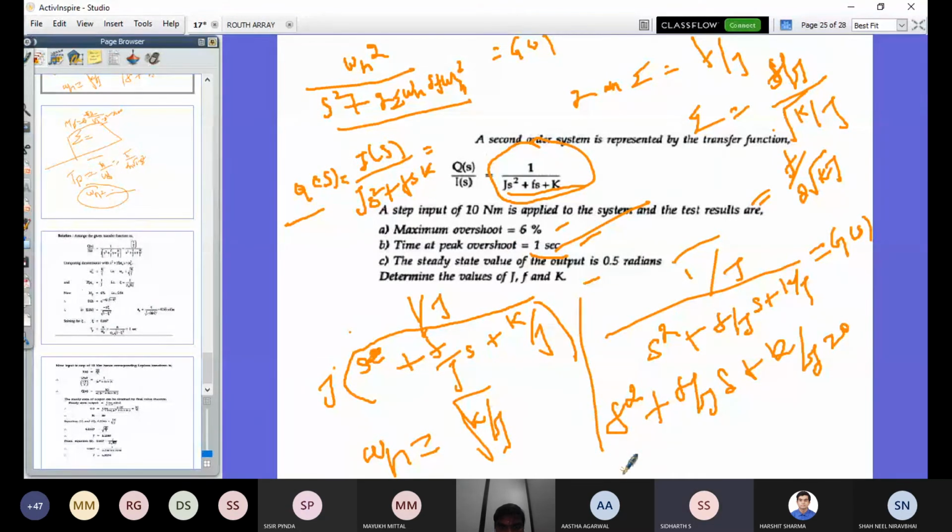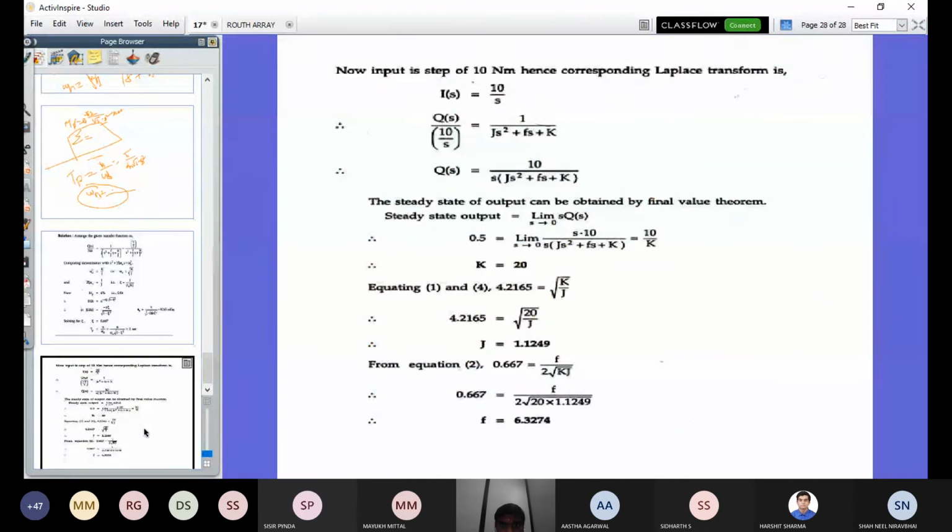Please open your 10 Nm. The input is a step signal, 10 by s. So 10 divided by s into Js square, so you will get 10 by s into 1 by Js square plus f of s plus k. Any doubt in this Q of s?